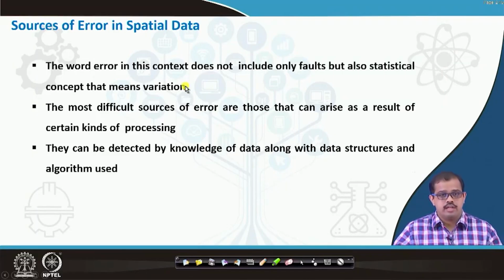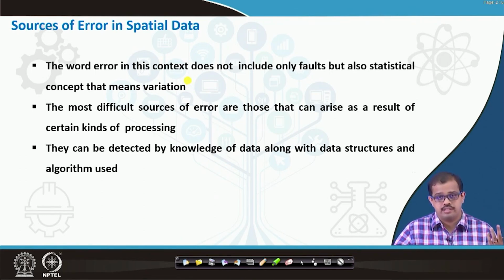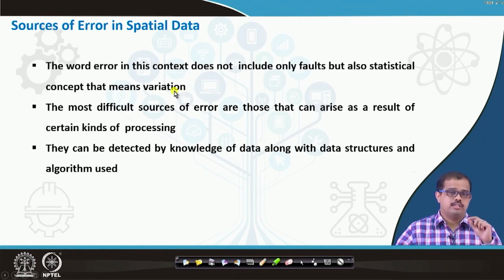So when we are looking again at these things, the word error in this context does not include only faults but also statistical concepts, the means for example the mean variations. So that is also an error in terms of the spatial data, where if you have considered the entire data, you have considered a mean of that data. So what is the amount of error that it can creep in also is another kind of error.